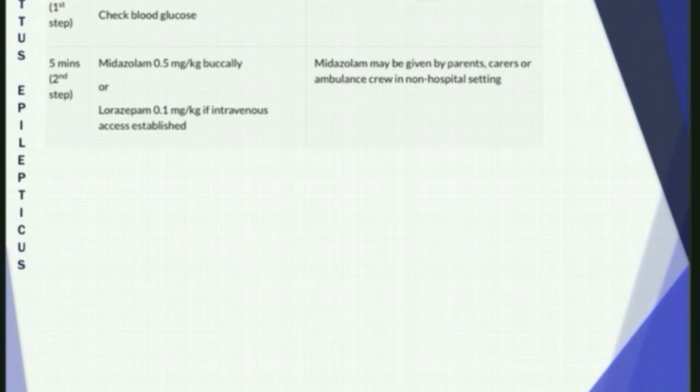At 5 minutes of seizure, this is the point where we define this as status epilepticus, and we need to start treating with anti-epileptics. Midazolam 0.5 milligrams per kg buccal is the first line medication, and that can be given in a hospital or a pre-hospital setting by a paramedic, a parent, or a carer. In case the patient's already in hospital and there is established IV access, we can alternatively give lorazepam 0.1 milligram per kg IV.